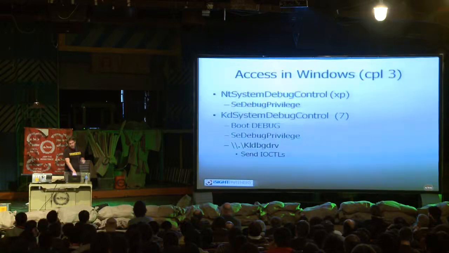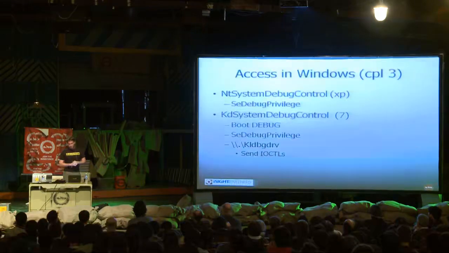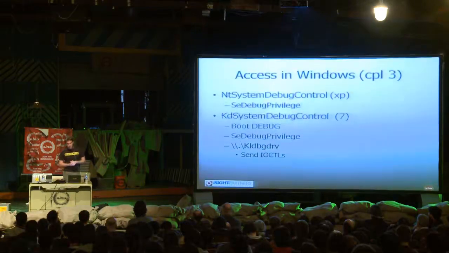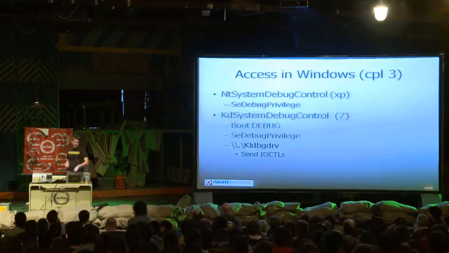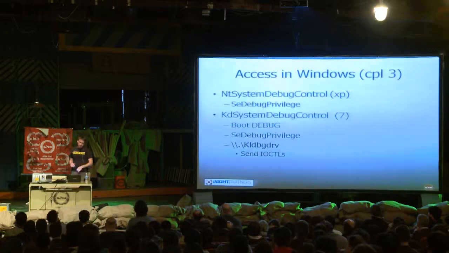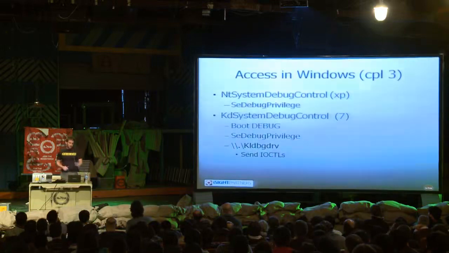That technique was published by Alex, sorry for butchering your name, in like 2006, so that's very old. In Windows 7, you can use KdSystemDebugControl, which is obviously a kernel API, but if you boot into debug mode, you have SeDebugPrivilege, and you have WinDbg installed, you can use this device that WinDbg creates, and you can send it the IOCTLs directly if you have the privileges from userland.